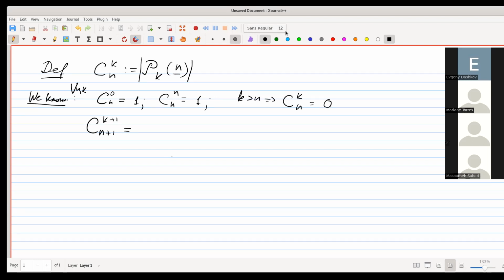We have an important identity for these numbers, the one that generates the prominent Pascal's triangle. So n plus 1 choose k plus 1 equals a sum of two terms. Which ones? n choose k plus 1 plus n choose k. Exactly.